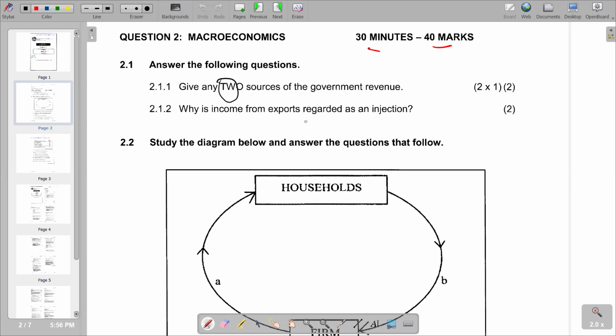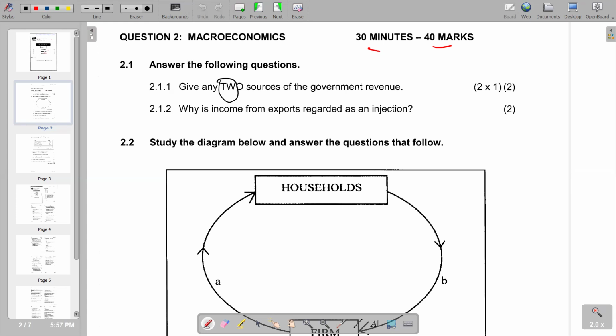Why is income from exports regarded as an injection? So obviously, we're going to see that in the circular flow model, we are going to have injections and withdrawals. So when we've got injections, these are just additions of income in the circular flow. And when there are withdrawals, it becomes the opposite. They are subtractions that are taking place in the circular flow. In other words, we are taking income outside the circular flow by withdrawing.